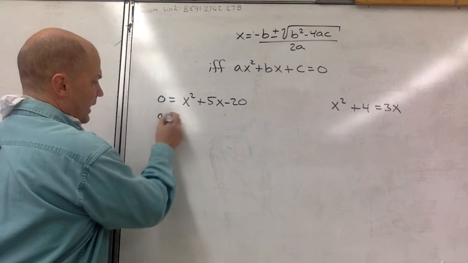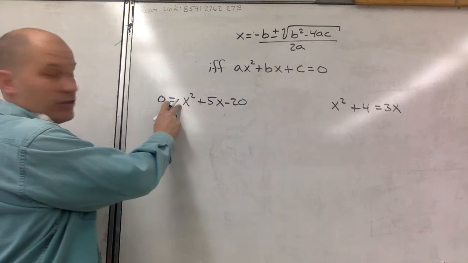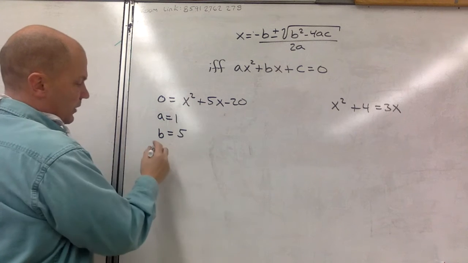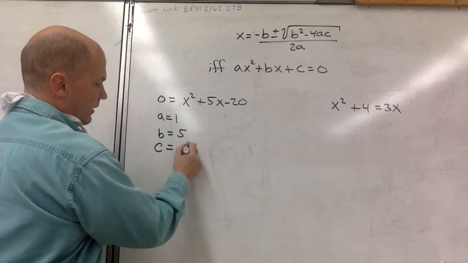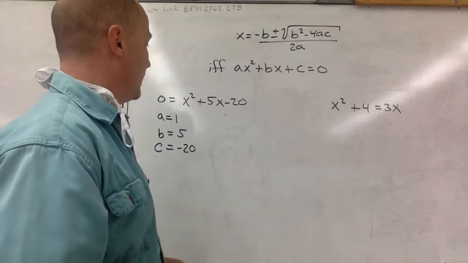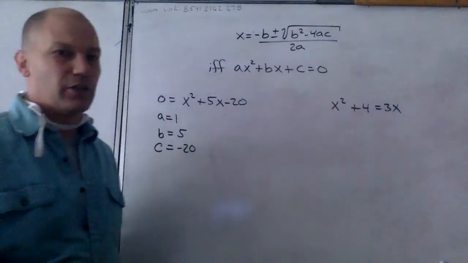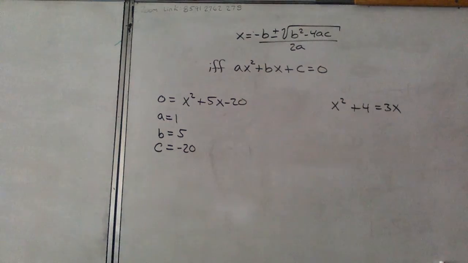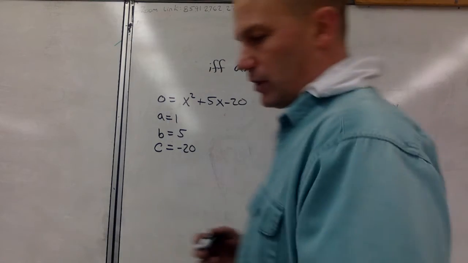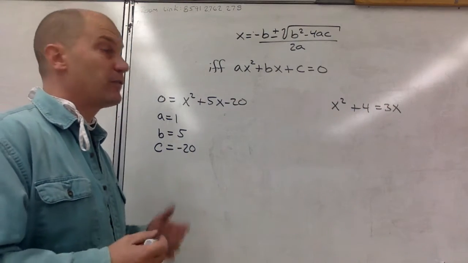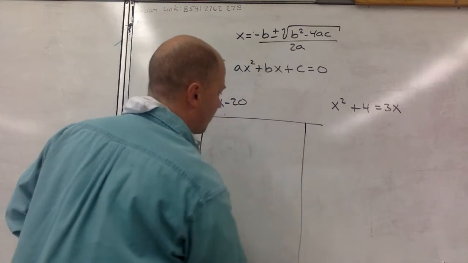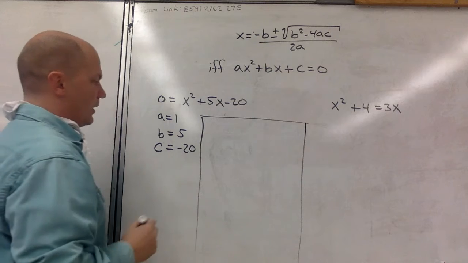I'm going to write down a equals 1 because that's what the coefficient here should be. B is positive 5 because that's the coefficient here. And C equals negative 20 because that is the constant at the end, just like our A, B, and C. So we've done stuff like this when we talked about H and K and trying to find the vertex.